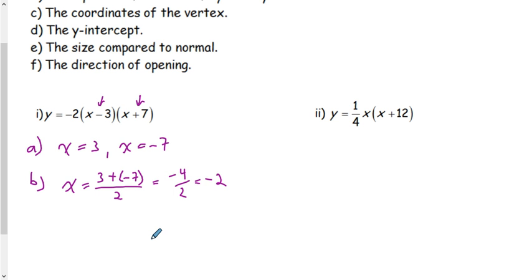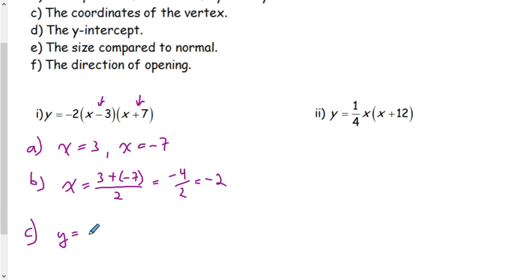Now we want to do our coordinates of our vertex. Well, I already know one of them. It's negative 2 because that was our axis of symmetry. So I already know one of the coordinates. And if I know an x, I can sub it into my equation and I can always get a y. So let's use our equation to find that.